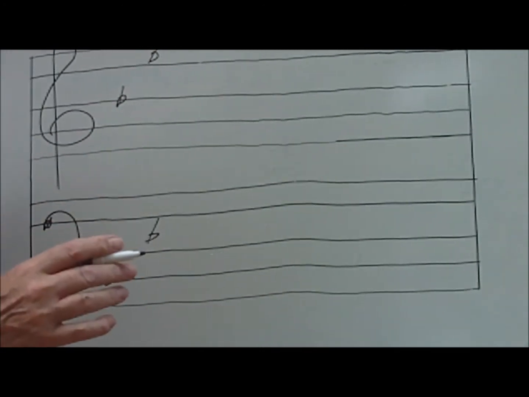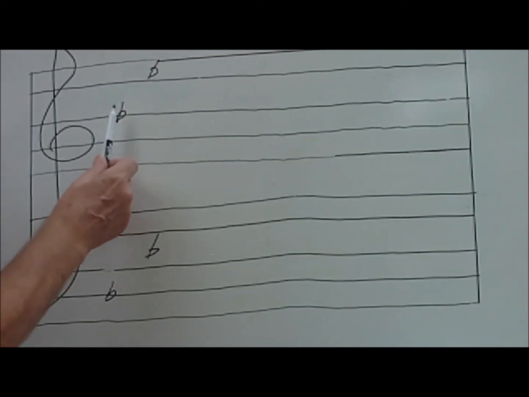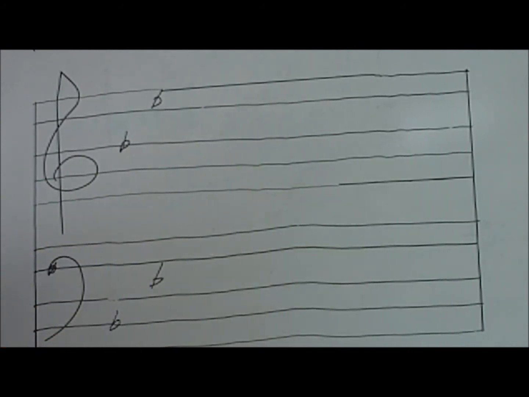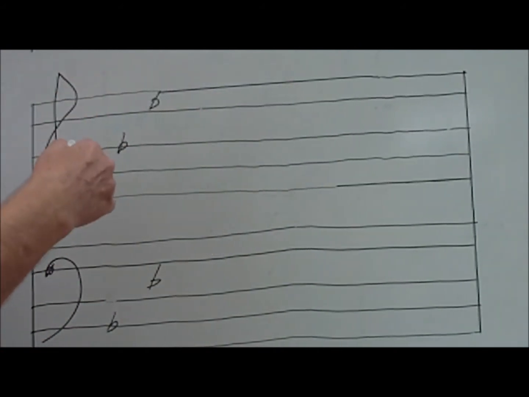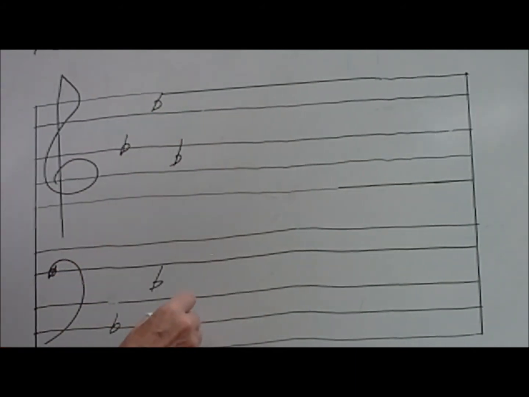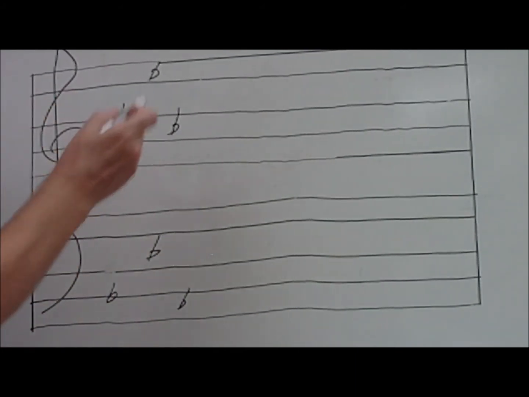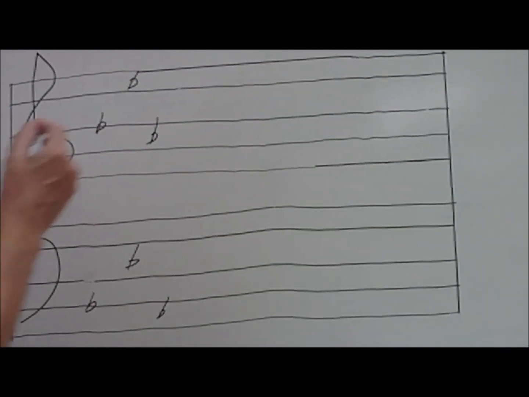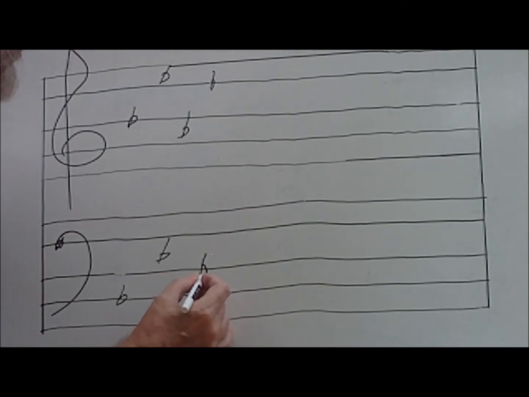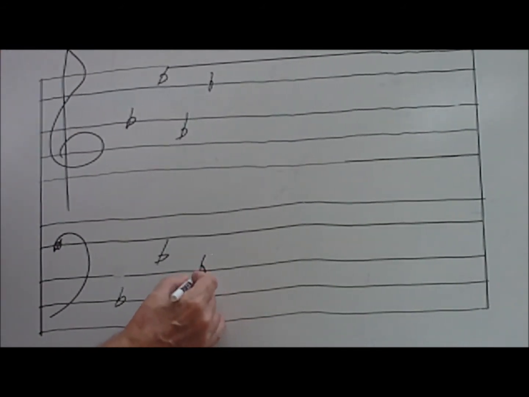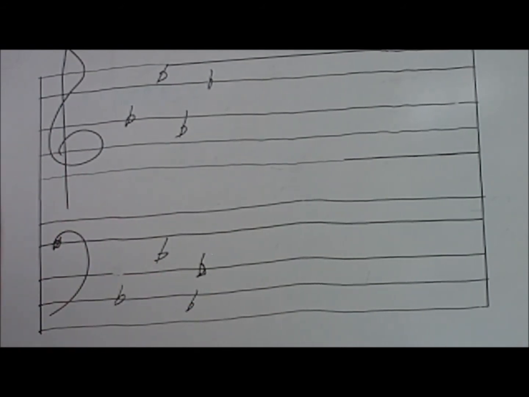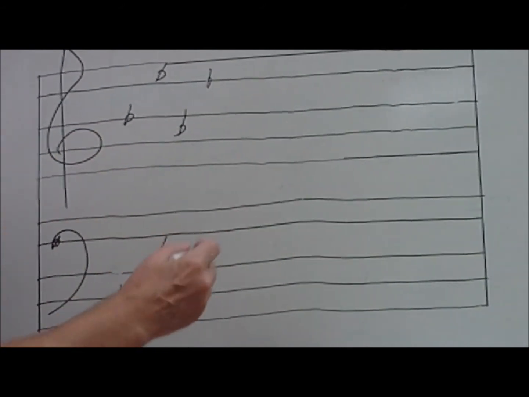And how you know your flats then, you go next to the last flat, in this case it's B flat, is going to be the key of B flat. It's next to the last flat, that's the key that you're in. B, E, A would be E flat. D is going to be A flat, and so forth.